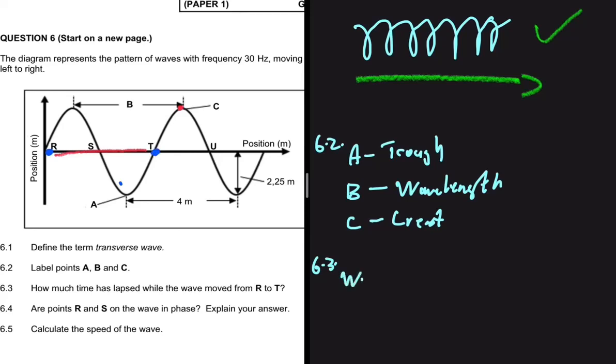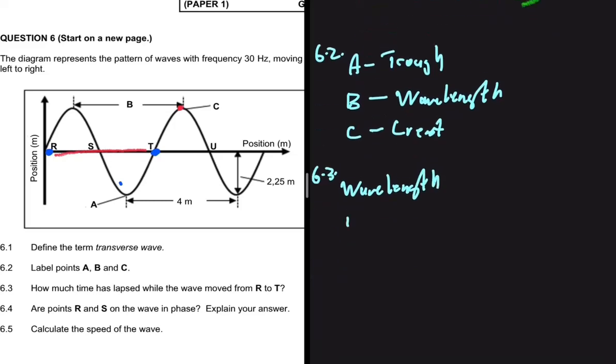So we have one wavelength. From R to T, we have one wavelength. The time taken to complete one wavelength is what we call the period. So basically, in 6.3, we are required to calculate the period. How do we calculate the period?